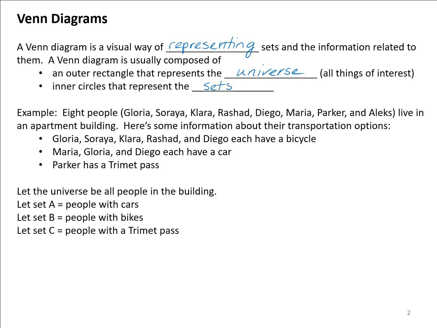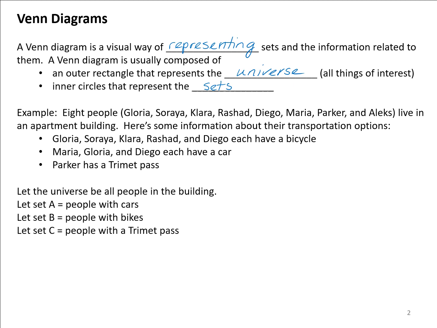Let's look at an example of this. 8 people, Gloria, Soraya, Clara, Rashad, Diego, Maria, Parker, and Alex, live in an apartment building. Here's some information about their transportation options. Gloria, Soraya, Clara, Rashad, and Diego each have a bicycle. Maria, Gloria, and Diego each have a car. And Parker has a TriMet pass.